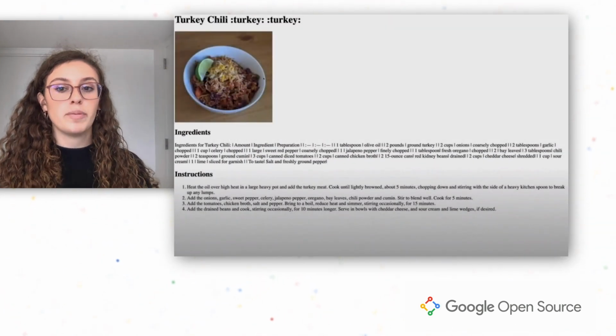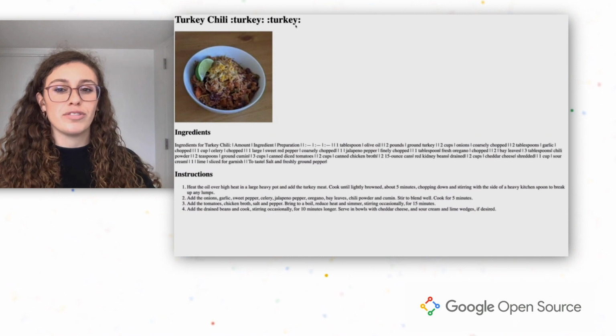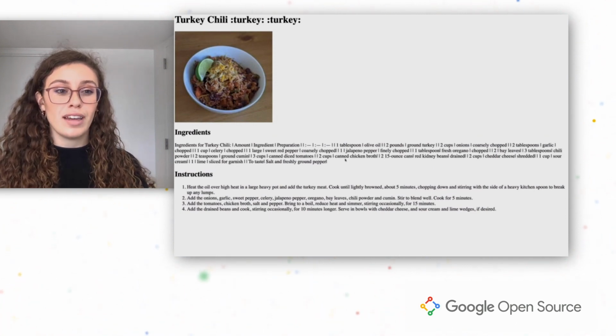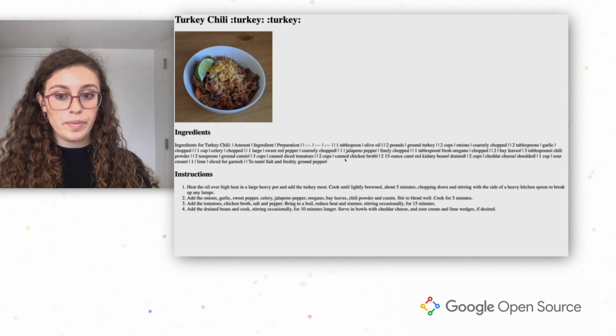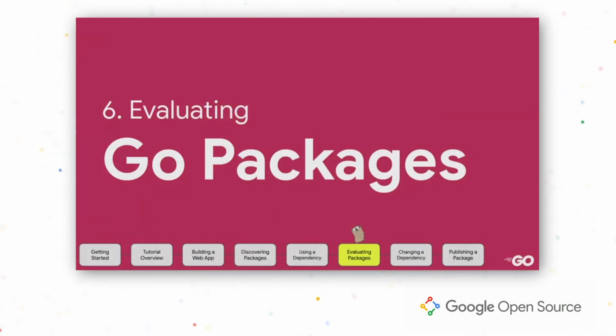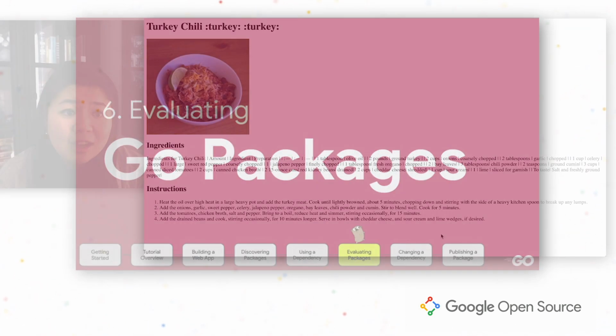Awesome, the turkey chili recipe showed up, but I'm not sure if it's rendering totally correctly. There's still something off about those emojis at the top, and also our table doesn't look much like a table. Julie, do you think there's an issue with this markdown file? Let's take a closer look and see how to evaluate a third-party Go package.